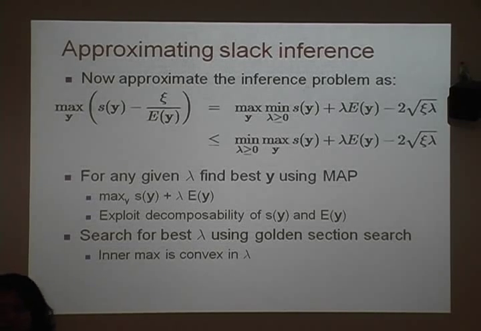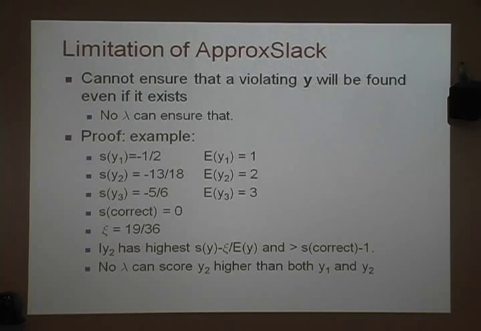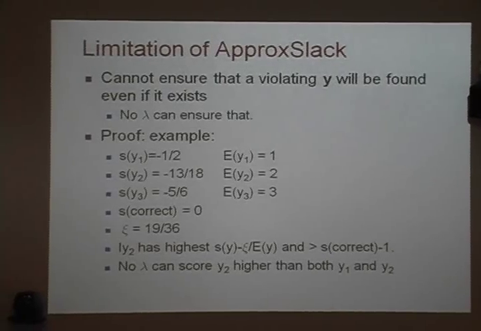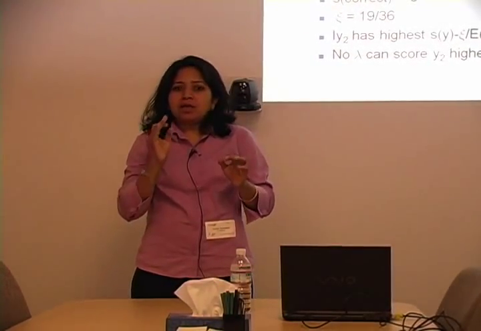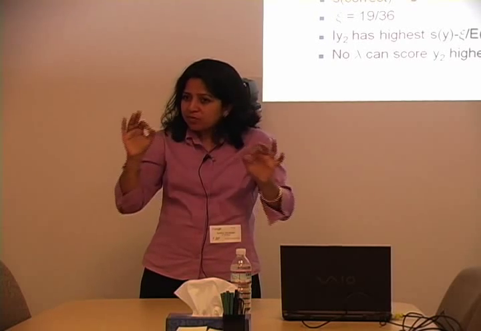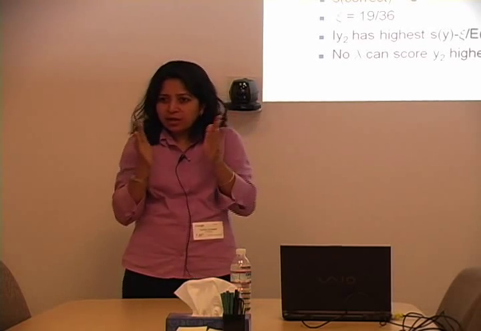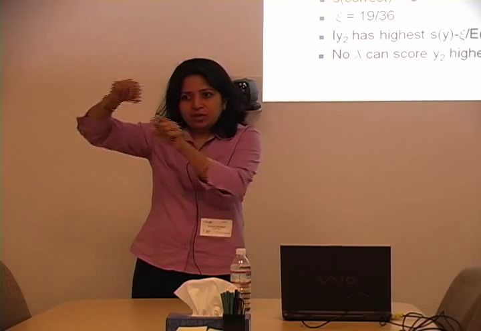But there is bad news. The bad news is that it's not guaranteed to actually give you the correct implementation of the cutting plane algorithm based on the slack objective, in the sense that you might have a scenario where no lambda can find you a violating constraint even though a violating constraint exists. It's not a problem of discretization. It's a problem of impossibility. There may not be any y which will make the violating y the highest scoring in terms of the sum of slack plus lambda times error function.